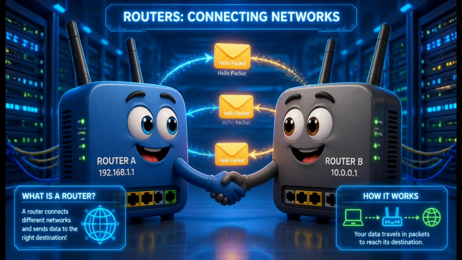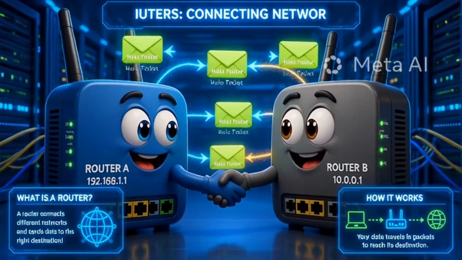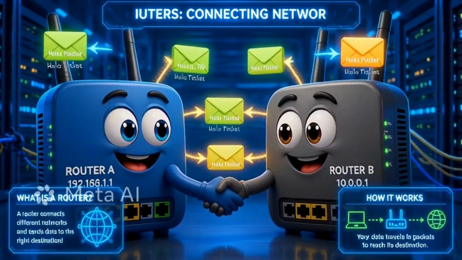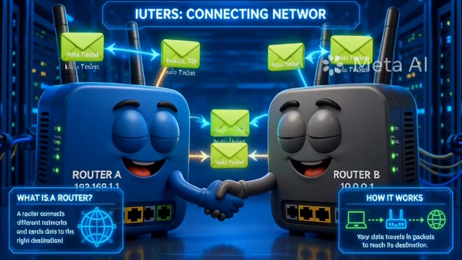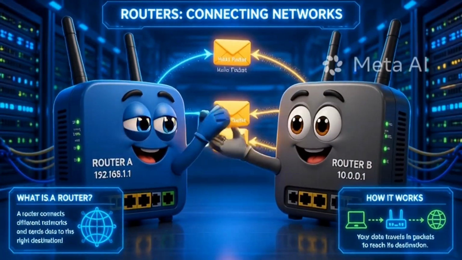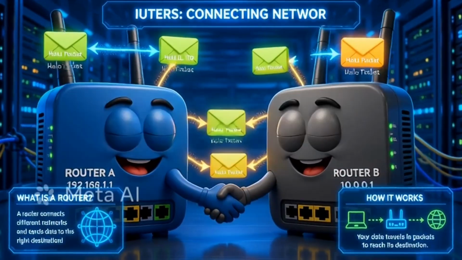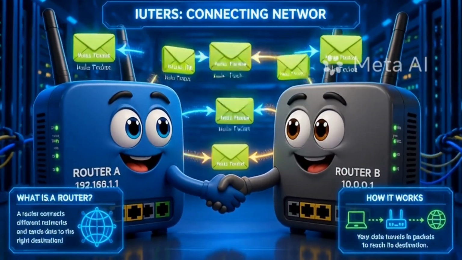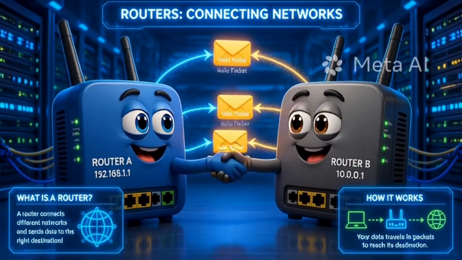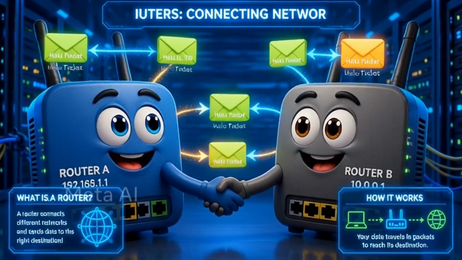Let's say router A and router B are connected. Every few seconds they send hello packets. If the parameters match, such as the area ID, timers and authentication, they become neighbors. Think of it like two people introducing themselves. Hi, I am router A. Hi, I am router B. Once they trust each other, they start sharing the network information.